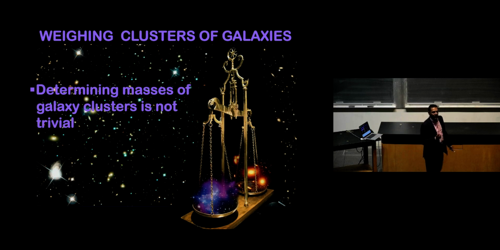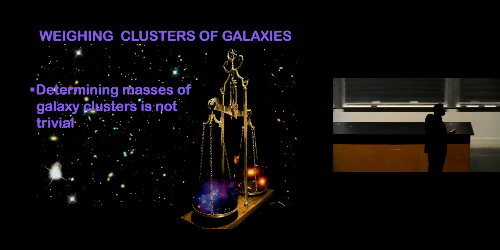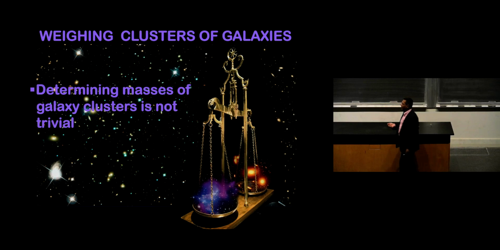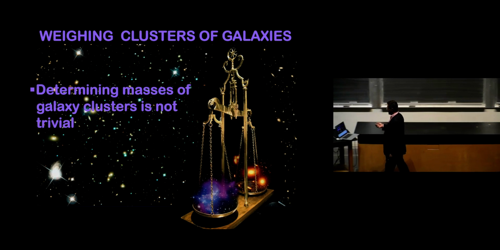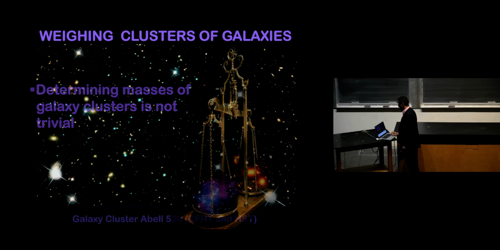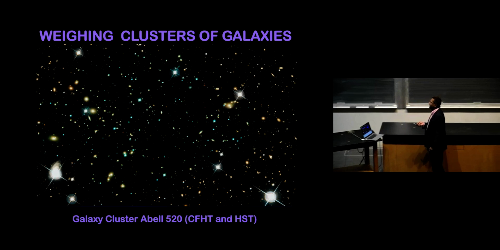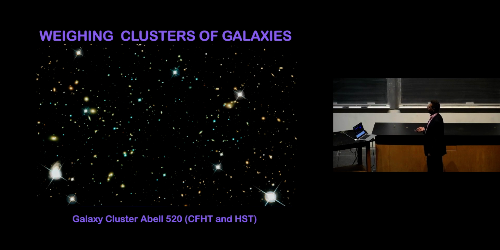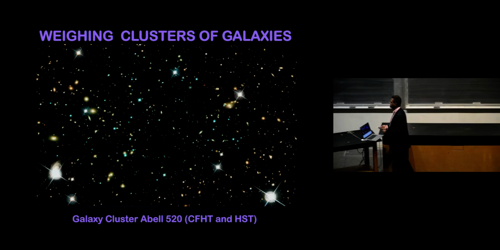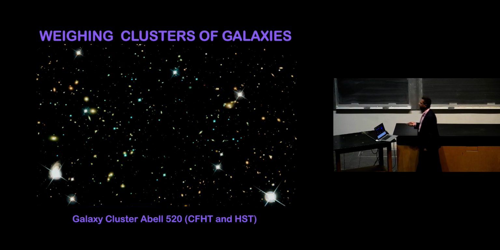The problem is, how do we measure mass? And fortunately, nature has actually given us a way. This is an image of a cluster of galaxies, Abell 520. This is an optical image combining CFHT, Canada-France-Hawaii, ground-based telescope data, and HST data.